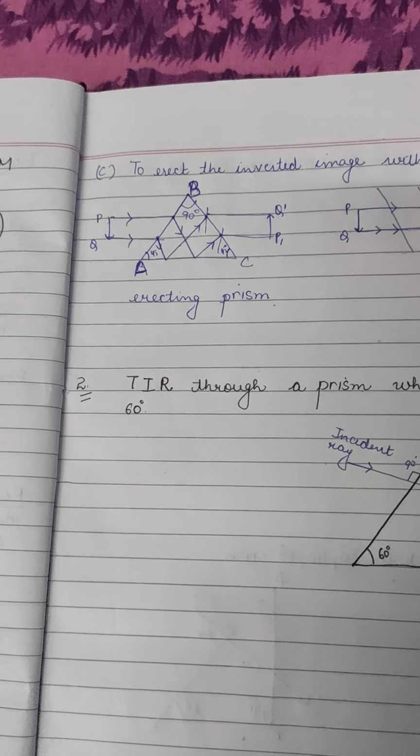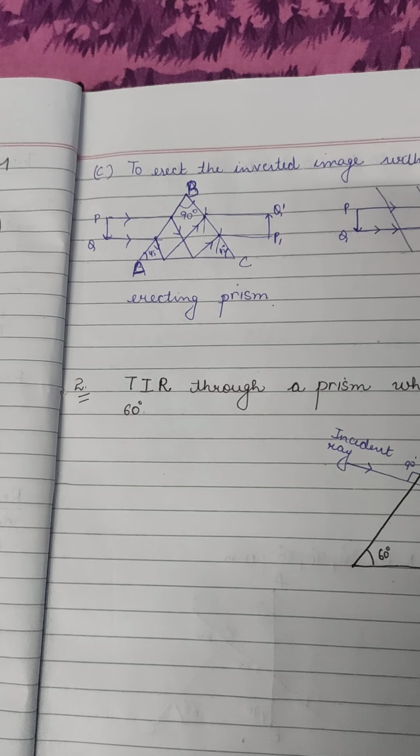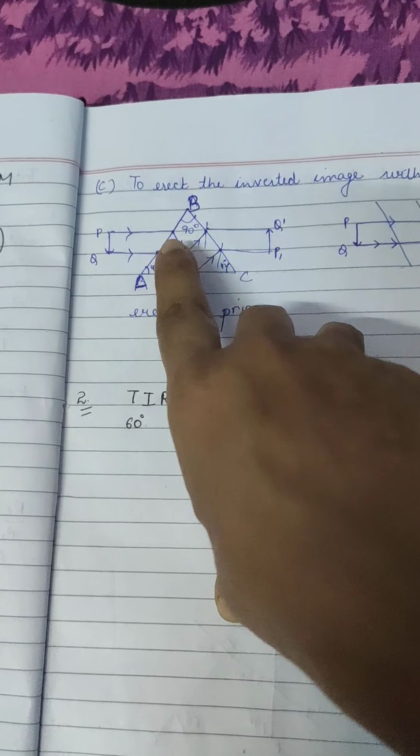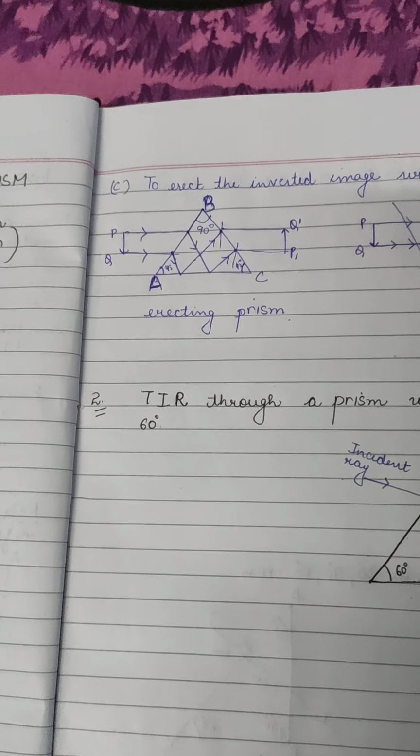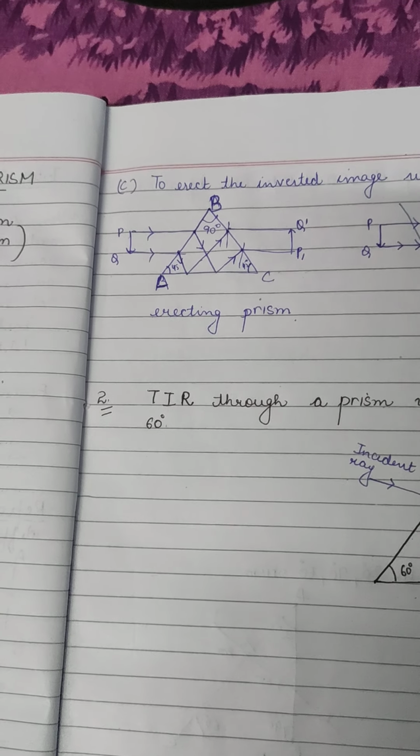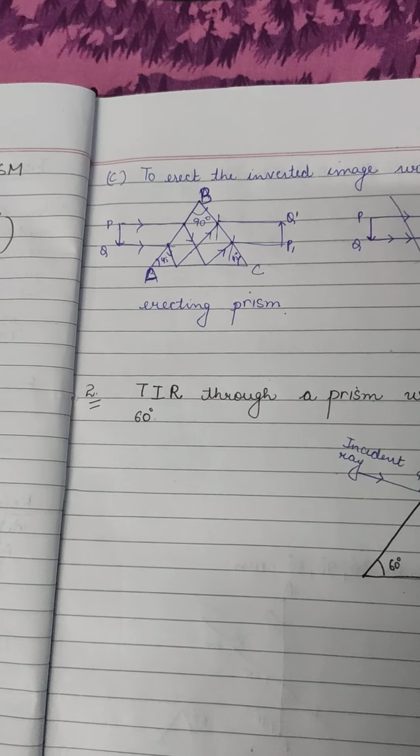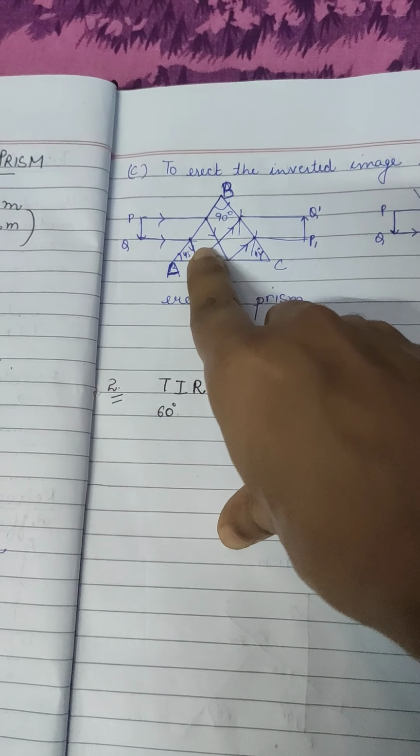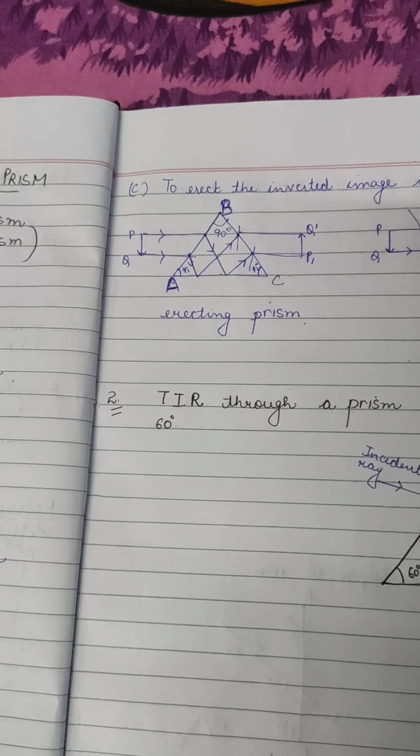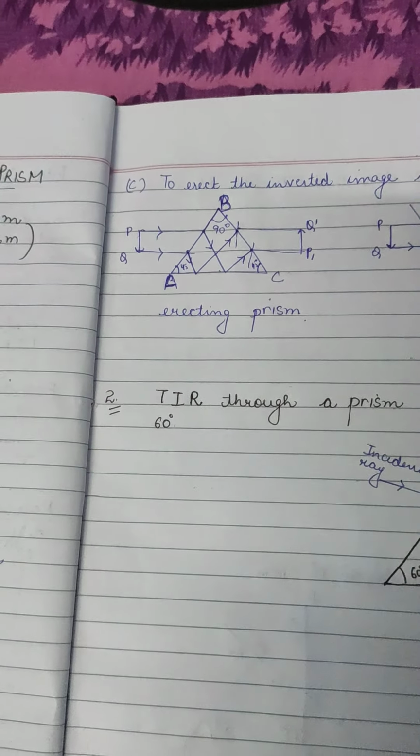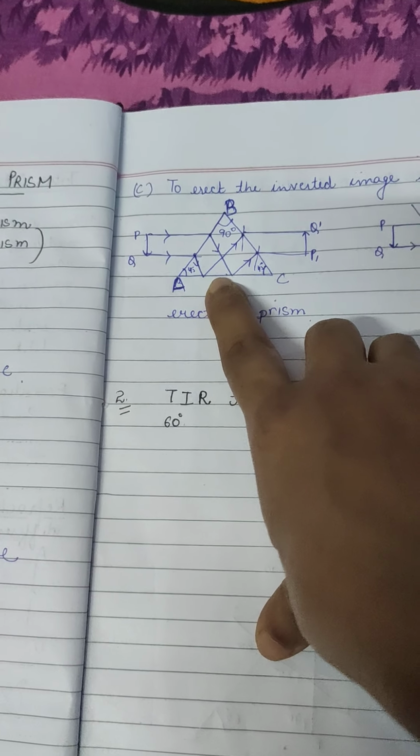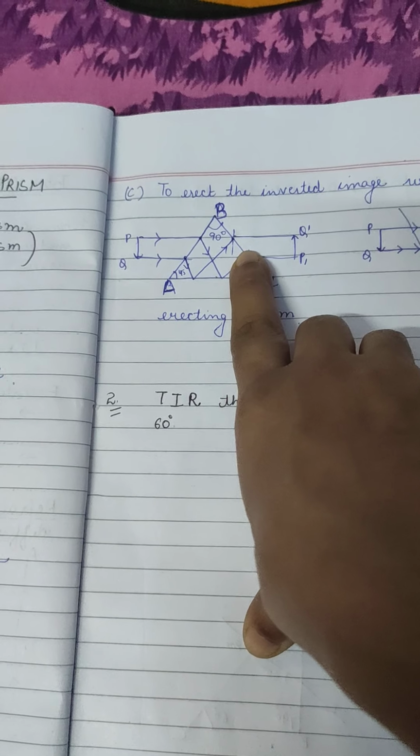Traveling from glass to air at an angle of incidence greater than the critical angle of 42 degrees. When it strikes here, it makes an angle greater than 42 degrees, which is the critical angle of the glass-air interface. So what happened? Total internal reflection occurs. The beam inside the prism now strikes the face BC.